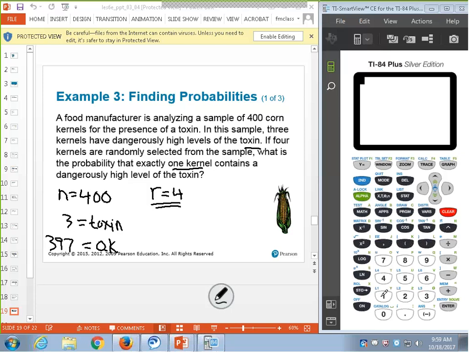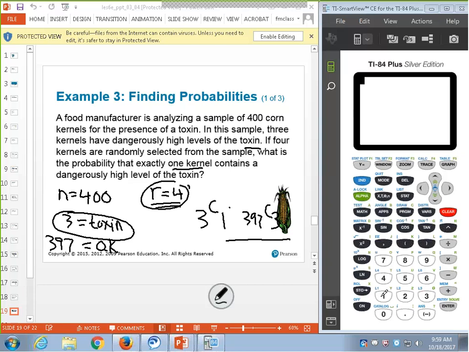So, for toxin, how many are there? There's a total of 3, and you want to select 1. Order doesn't matter, right? As long as we still select it. So for the 1 toxin, it's going to be 3C1. Okay? But we're not finished. If we're selecting 4 altogether, then the other 3 are going to be the good ones, the non-toxin, and that's 397C3, right? 397 that are okay.